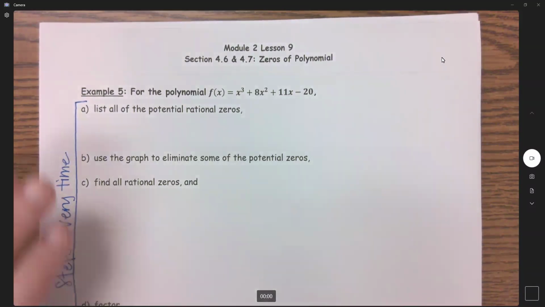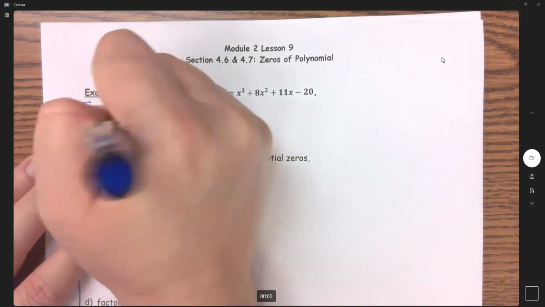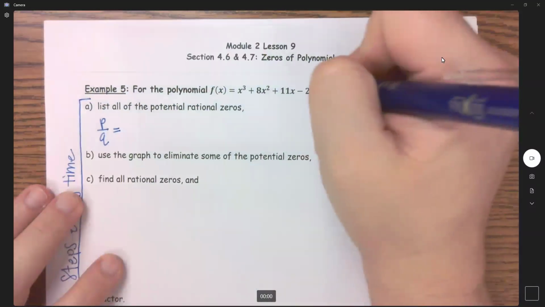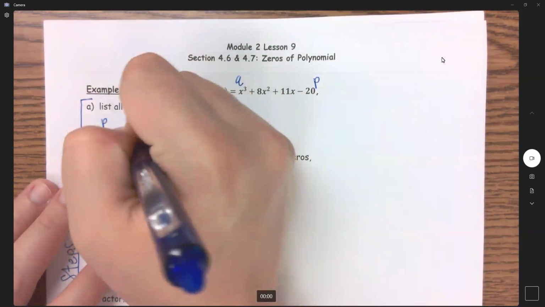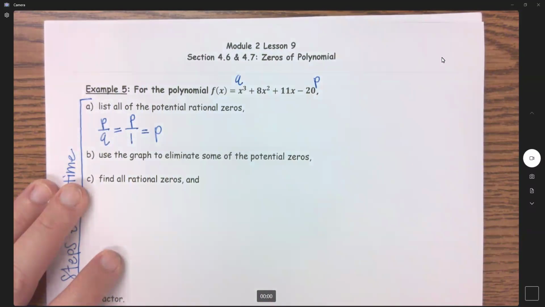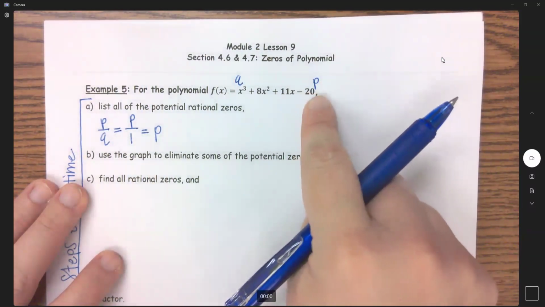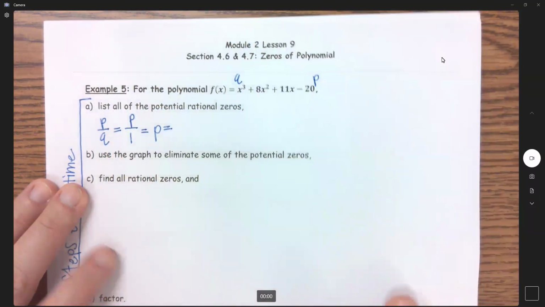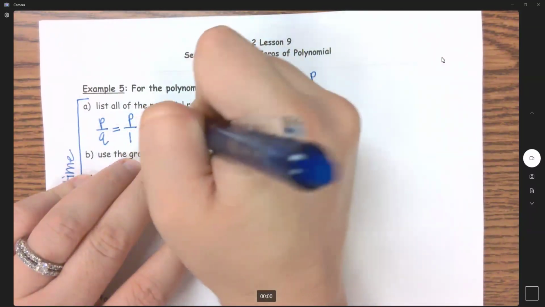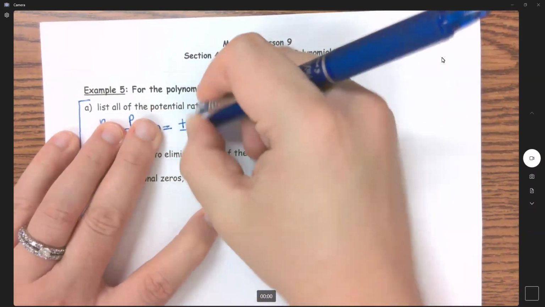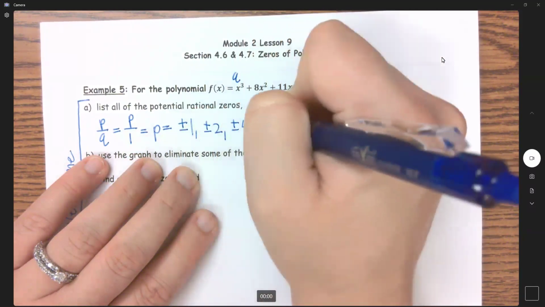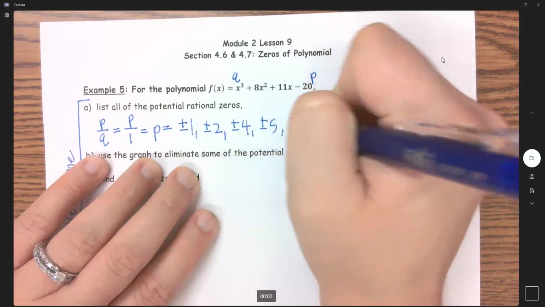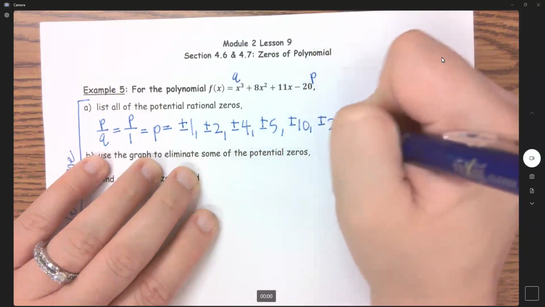So list your potential rational zeros. We need to do our P over Q. Now with this one, my P is 20. My Q is 1. So when my Q is 1, P over 1 is just the same as P. So all I need to do is list my factors for P. And your factors for 20 are plus or minus 1, plus or minus 2, plus or minus 4, plus or minus 5, plus or minus 10, and plus or minus 20.